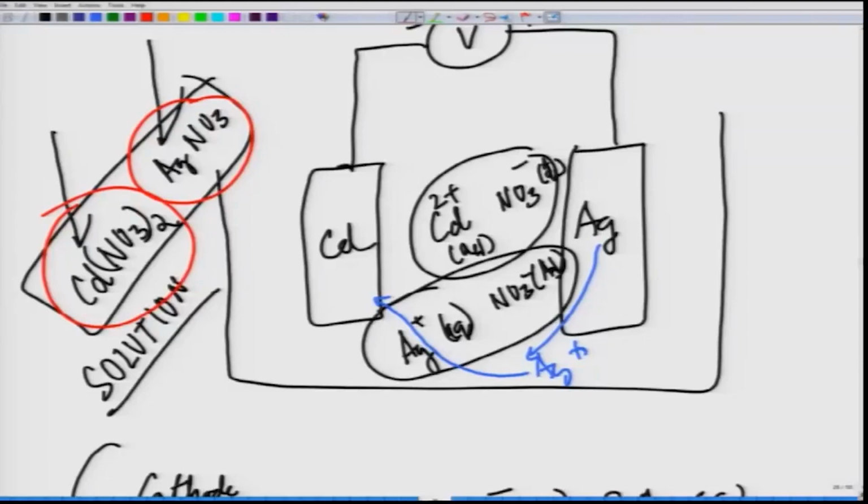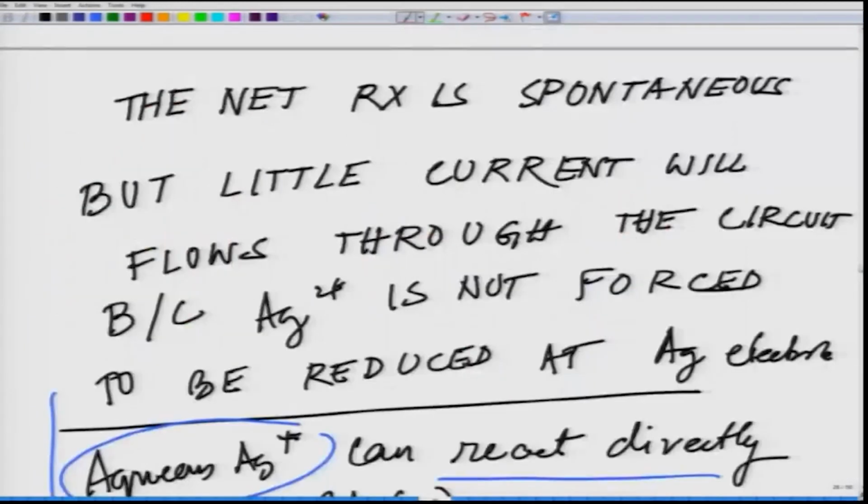Now, here is a situation where we realize that there won't be any flow of electrons per se. The net reaction is spontaneous, but little current will flow through the circuit, because of Ag2+. So, this is not chloride, I made a slight mistake, okay.